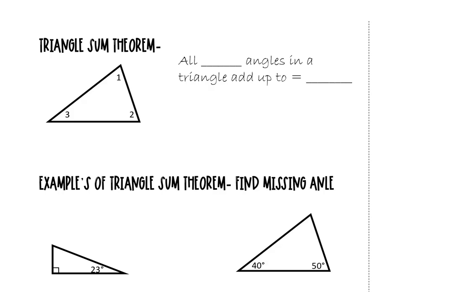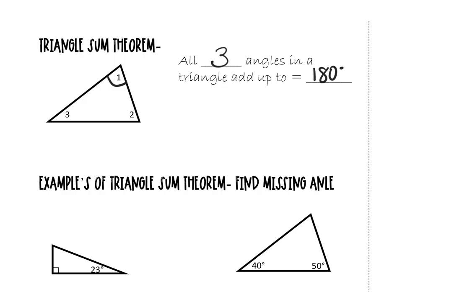Okay, with the triangle sum theorem, I'm going to look at something that I mentioned earlier. You're adding all of the three angles together and it should give you a measure of 180 degrees. So when I fill this in, it should say all three angles in a triangle add up to be 180 degrees. Okay, so we have angle 1, angle 2, and then angle 3.